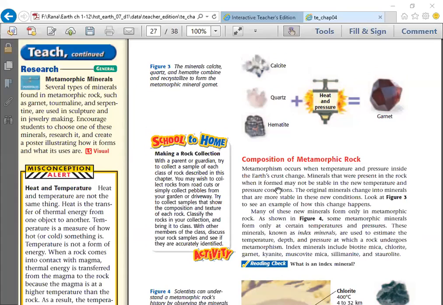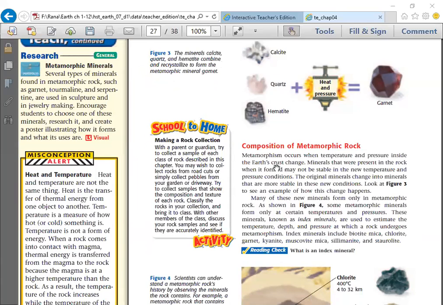Yes. Yeah. So I need someone here to read this paragraph, okay? So, Fadia, could you read this part, composition of metamorphic rock? Look, okay, Nano?